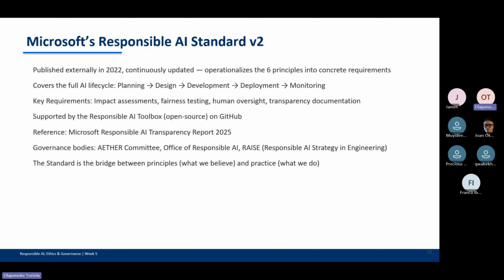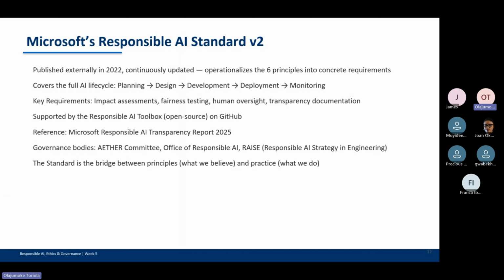So one of the key takeaways from all of this, because I've actually finished the Responsible AI class, is that responsible AI must be operational, and then must be measurable, and then must also be enforced. So the standard is actually a bridge between principle, what we believe, and practice, what we do. So that is the whole thing around the Microsoft Responsible AI.